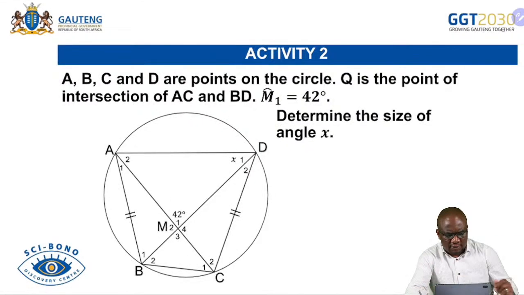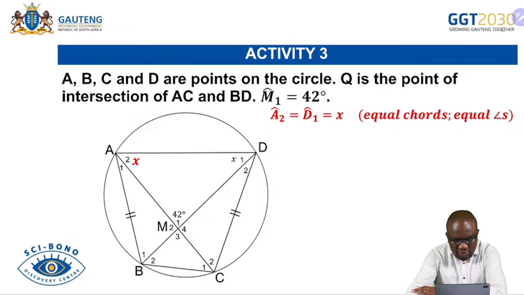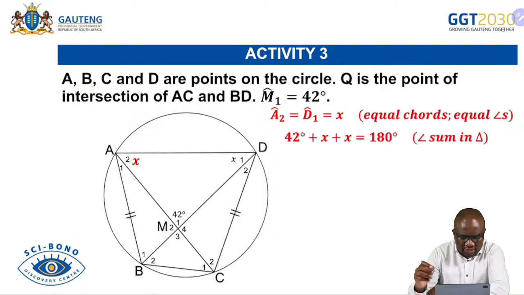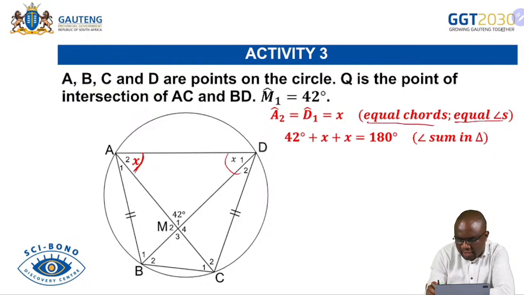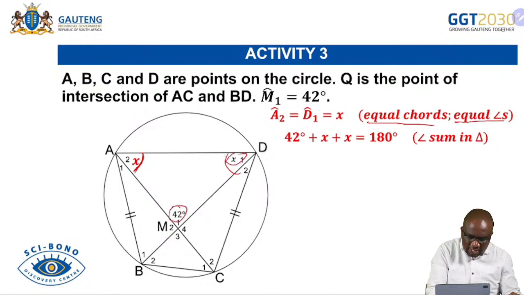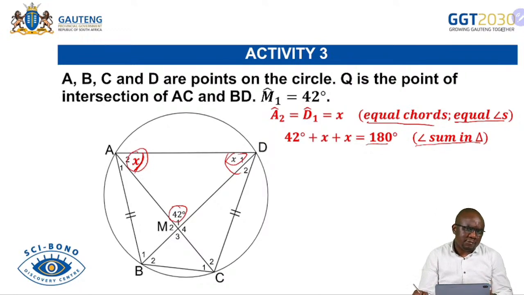Welcome back, grade 12s. Did you manage to get the value of X? I really hope so. We're saying A2 is equal to D1, which is equal to X. Where is A2? This one. We gave you the reason for that: equal chords, equal angles. Then 42 plus 2X must give 180 degrees because of the angle sum in a triangle. And then we can solve for X.